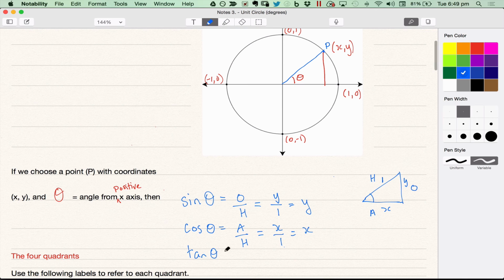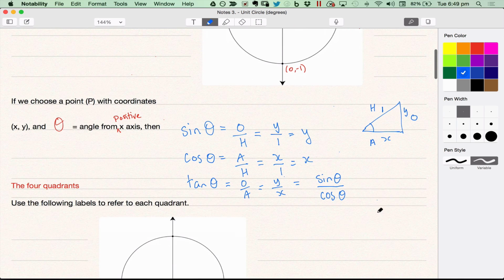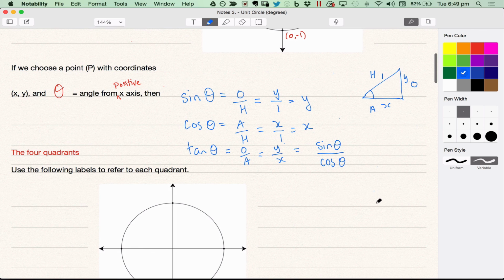Tan theta is opposite over adjacent, which is y over x, which we know, since sine theta is y and cos theta is x, is the same as sine theta over cos theta. If you didn't know that, tan theta is always the ratio between sine and cos. Lots of new information here. I just want you to keep watching and it will come together soon for you.